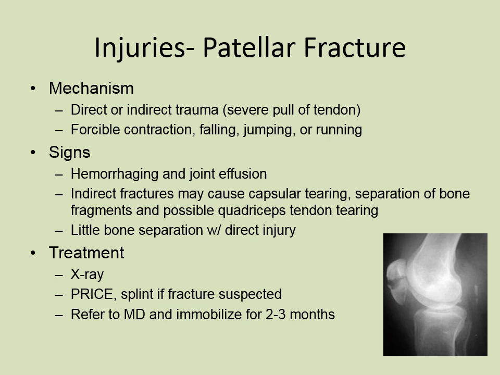If somebody has indirect trauma, it's often from a severe pulling of a tendon. So this would be somebody maxing out on really, really heavy weights, say for instance for squatting, or maybe landing from a really far fall. So if somebody jumped off the roof of their house and landed, and their tendons or their muscles were trying to take up the force from that, then the tendon could possibly pull the patella apart. So again, that's going to be forceful contraction, falling, jumping, or possibly running, I guess. Our signs here are going to be hemorrhaging and joint effusion. So this is going to be a very swollen injury.